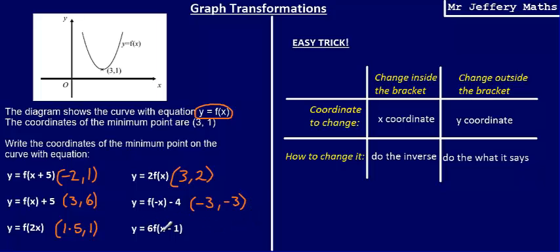Last one, start with the change inside the bracket. That affects our x coordinate. It's telling us to take away 1, but we're going to do the inverse. So we're going to add 1, and that gives us 4. Then, looking at our y coordinate, it is 1. We're being told to multiply by 6. 1 multiplied by 6 will give us 6. So our new coordinate will be 4, 6.